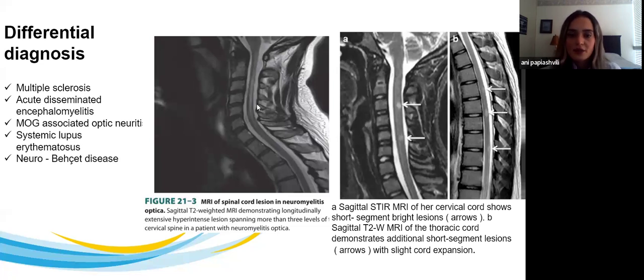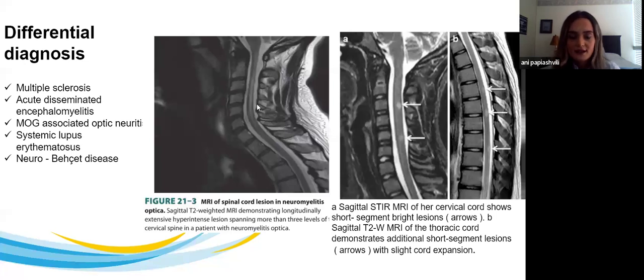And in this picture, I have two pictures of spinal cord damage, transverse myelitis, one of them in a patient with neuromyelitis optica, and the other in a patient with multiple sclerosis.